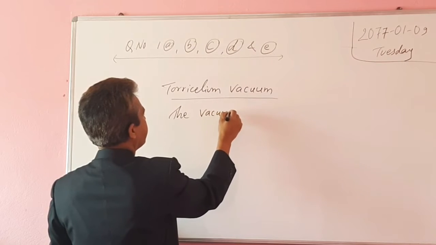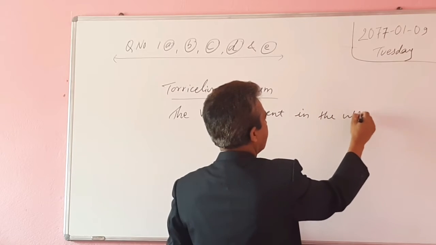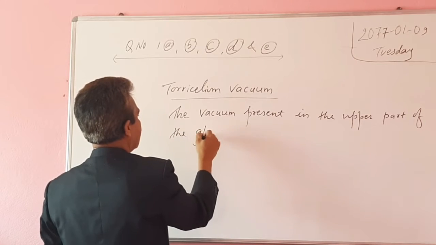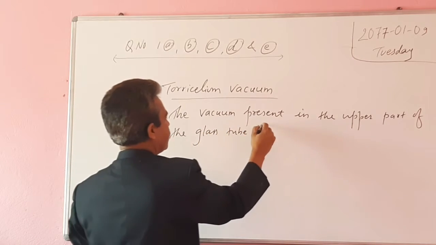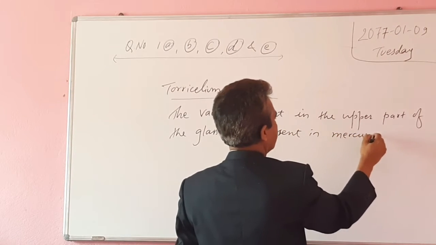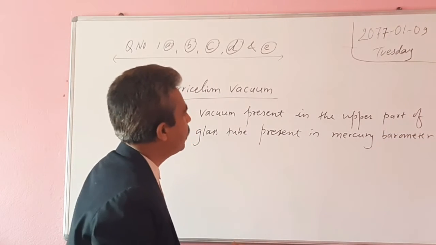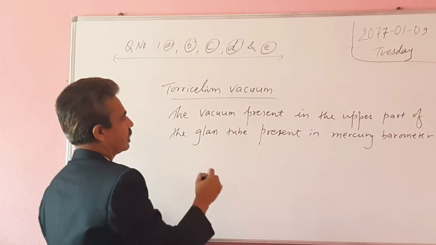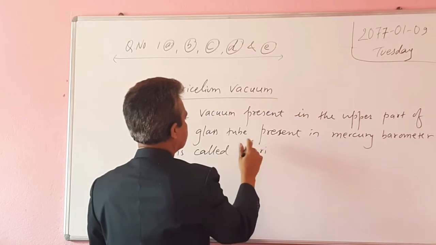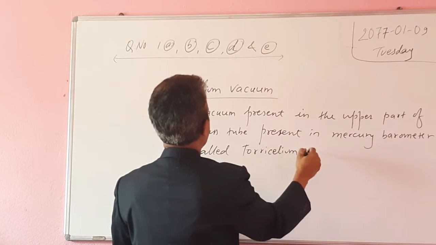The vacuum present in the upper part of the glass tube present in the mercury barometer is called what? It is called Torricellian vacuum. Torricellian is written with a capital T.